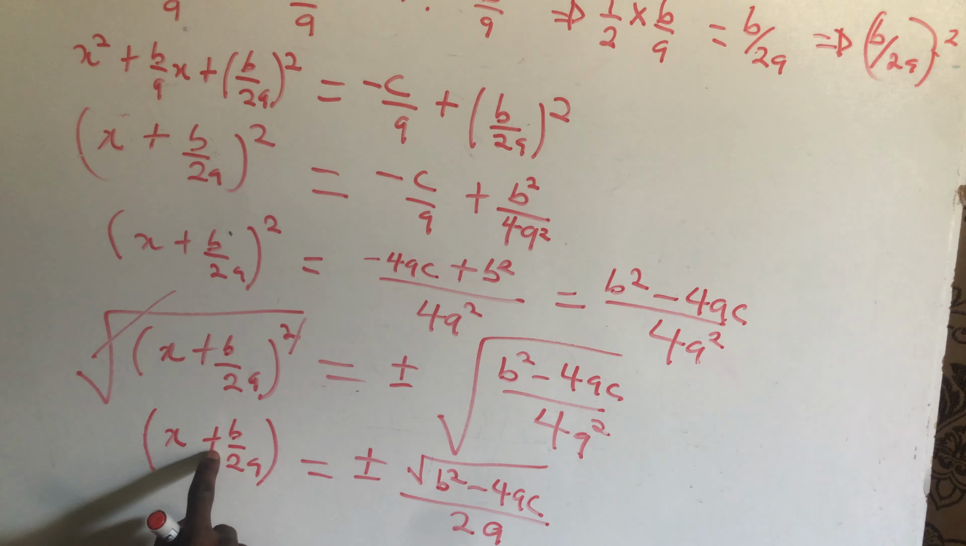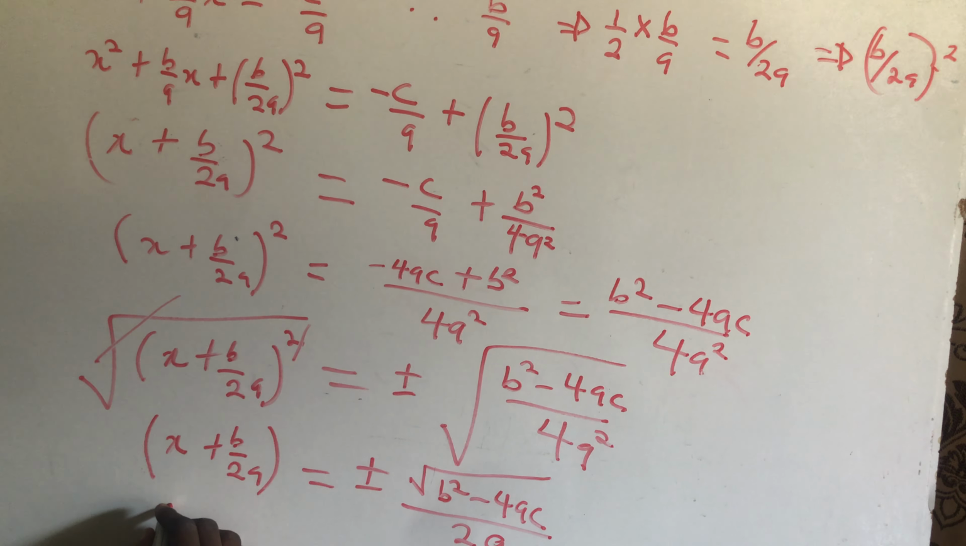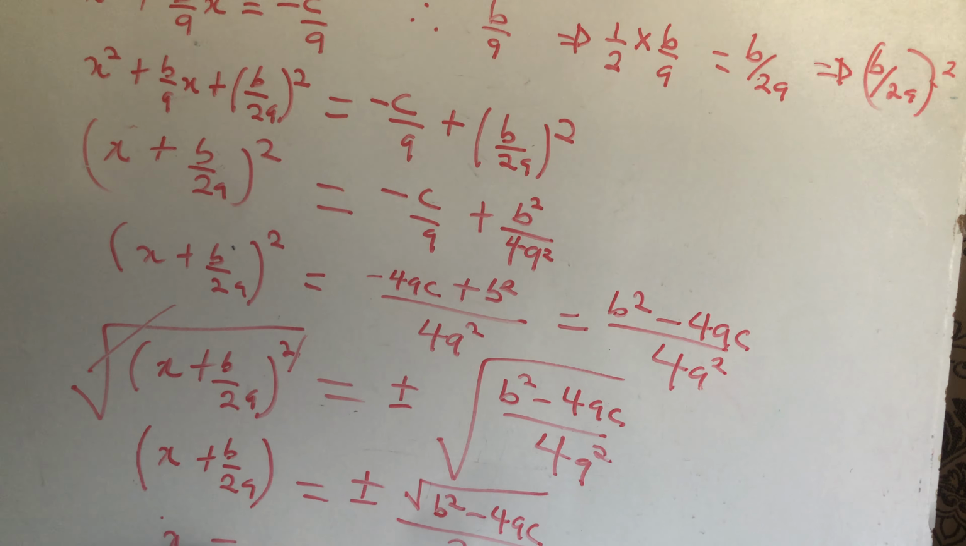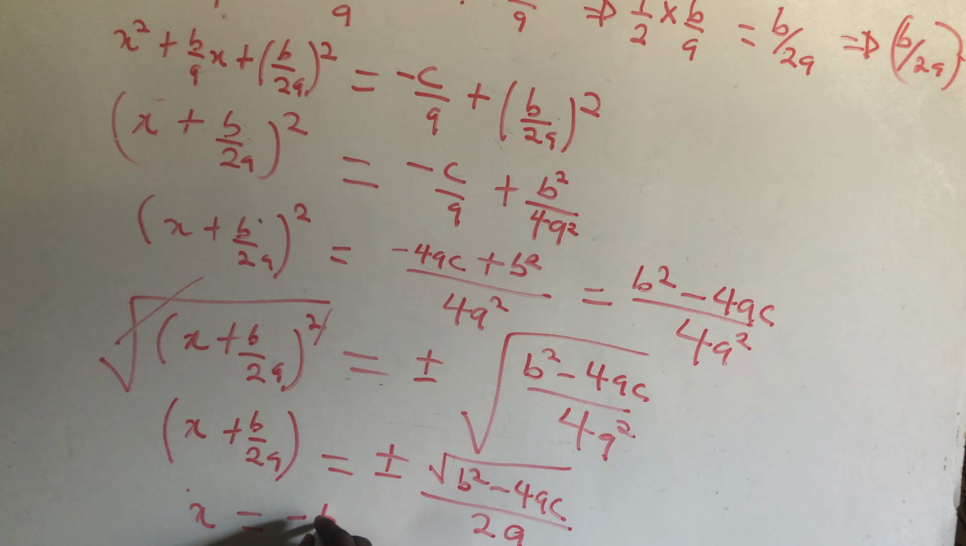See? Now we can decide to take plus b over 2a to the other side. When we move it there, it becomes negative. So what we have here is x is equal to minus b all over 2a plus or minus the square root of b squared minus 4ac all over 2a.